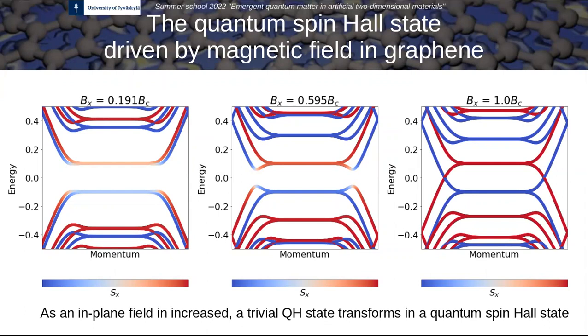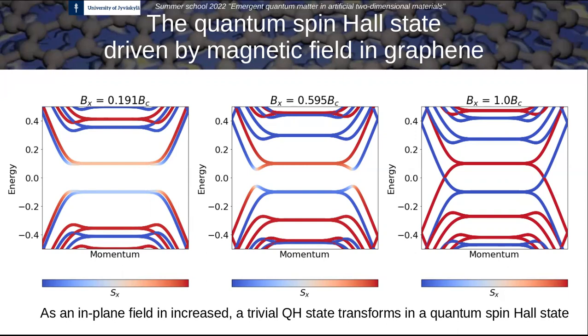Of course, the in-plane magnetic field that you have to apply is relatively large, something on the order of 20 Teslas or so, because you need to overcome the interaction energy. But you can actually realize quantum spin Hall insulators in graphene. And what is important, without any sort of spin orbit coupling.